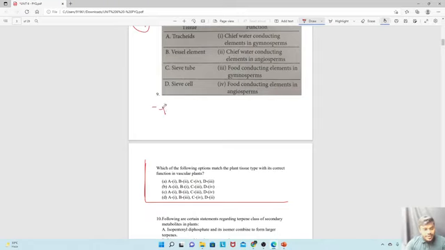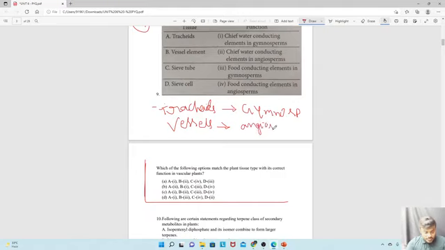Okay, everyone listen. Tracheids, I have clearly told you, are not highly modified. Since they are not highly modified, they are present in the gymnosperm. And if you look into the vessel elements, they are very highly modified. So obviously they are present where? In the angiosperms. Very simple point.